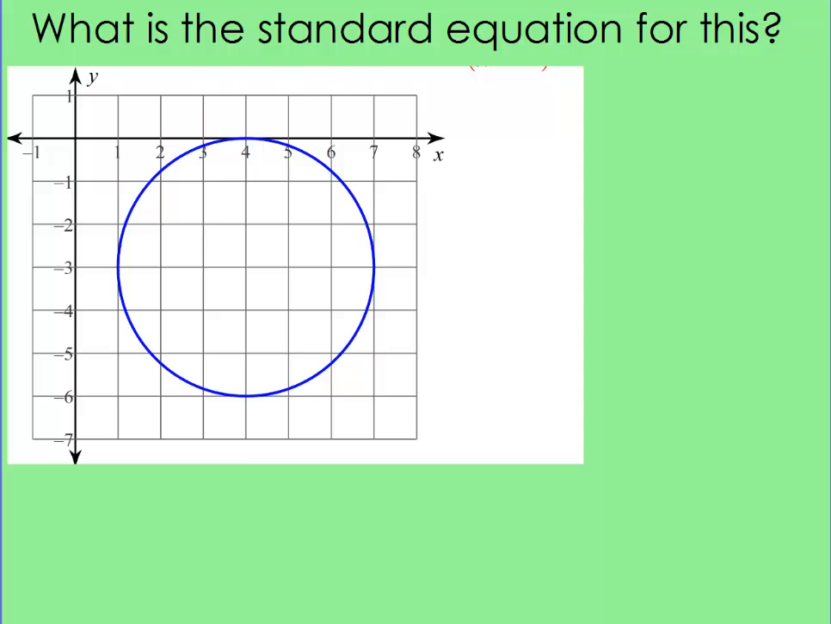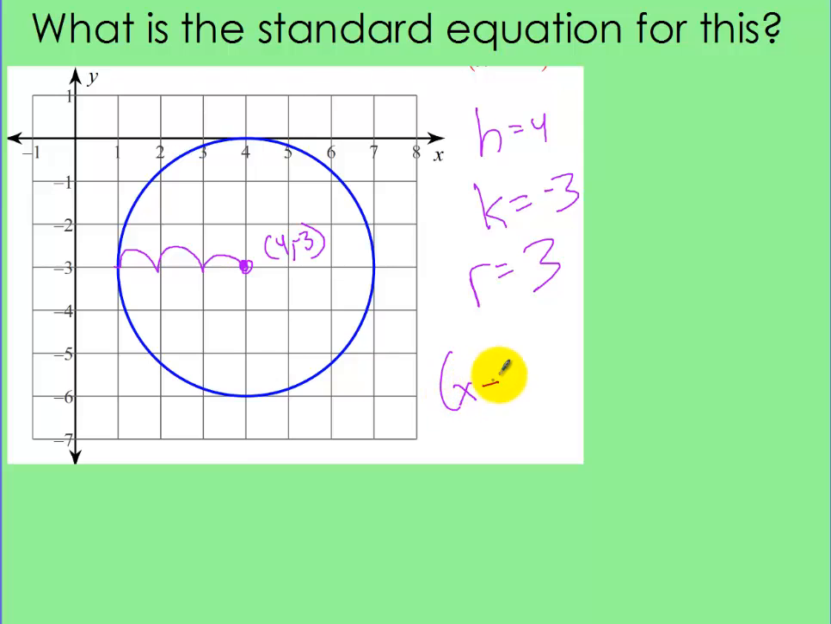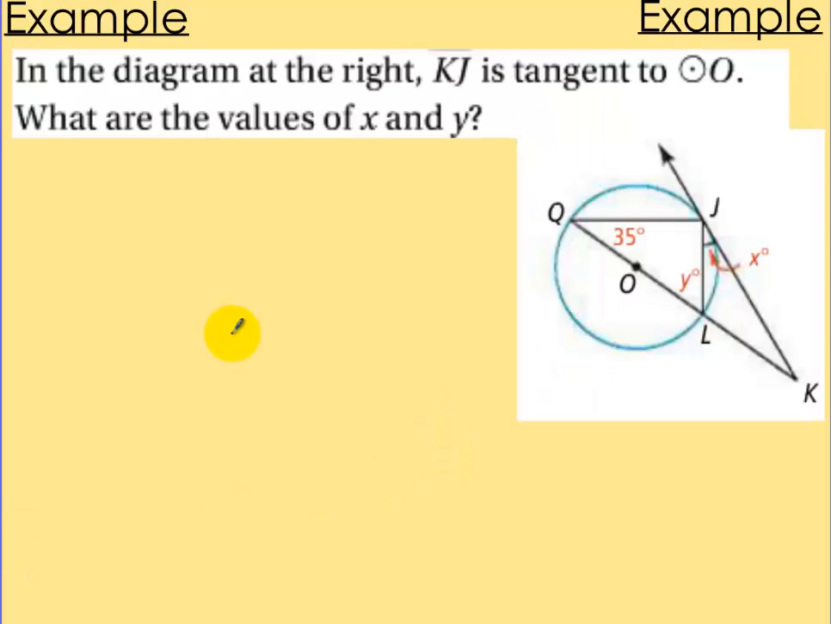Let's try another one. What if I wanted to write the standard equation of that circle? Well, first you've got to look at that and figure out where the center is. The center is right there, and that's going to be the coordinates (4, -3). So that means my h is 4, and my k is -3. And what's the radius of this? We'll just count out to one of the edges. And there's 3, so my radius is 3. And I can create that equation. It's going to be (x - 4)² + (y + 3)² = 3², which is 9.